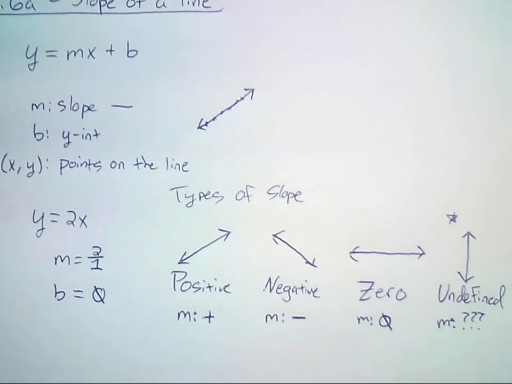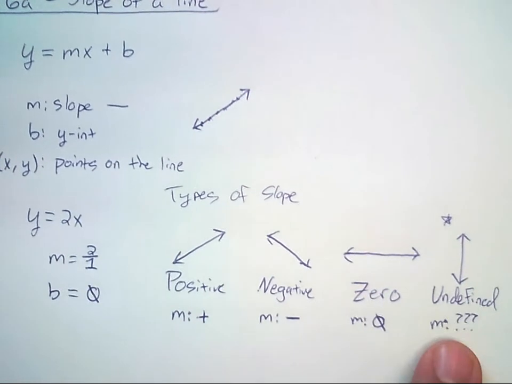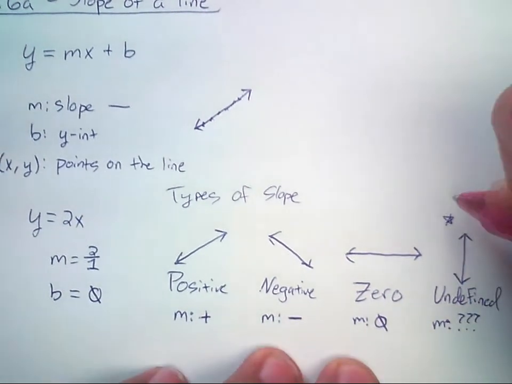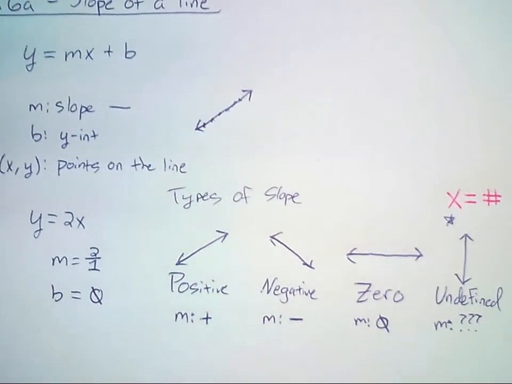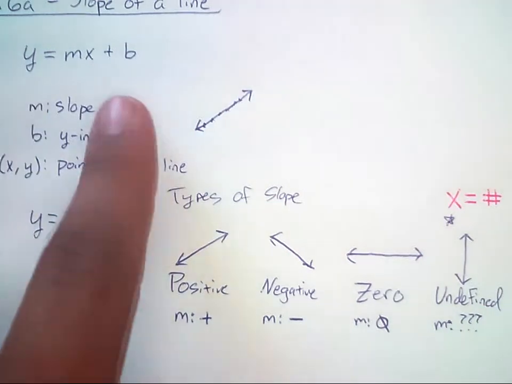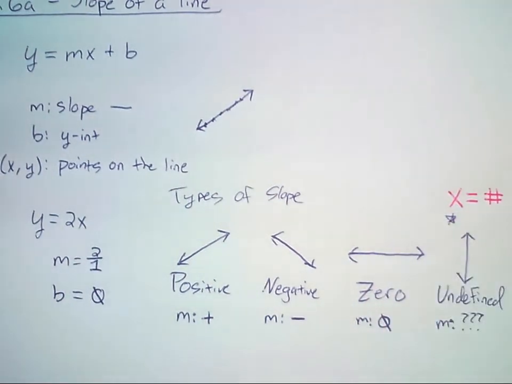In fact, all of these can be written as y equals mx plus b, except this one. It screws everything up. The only equation that this would work for is x equals a number. That is a very special case. So when you see a vertical line, it's actually undefined slope. You can't define it. And the equation, instead of being y equals mx plus b, is going to be x equals a number. So you've got to watch out for that.